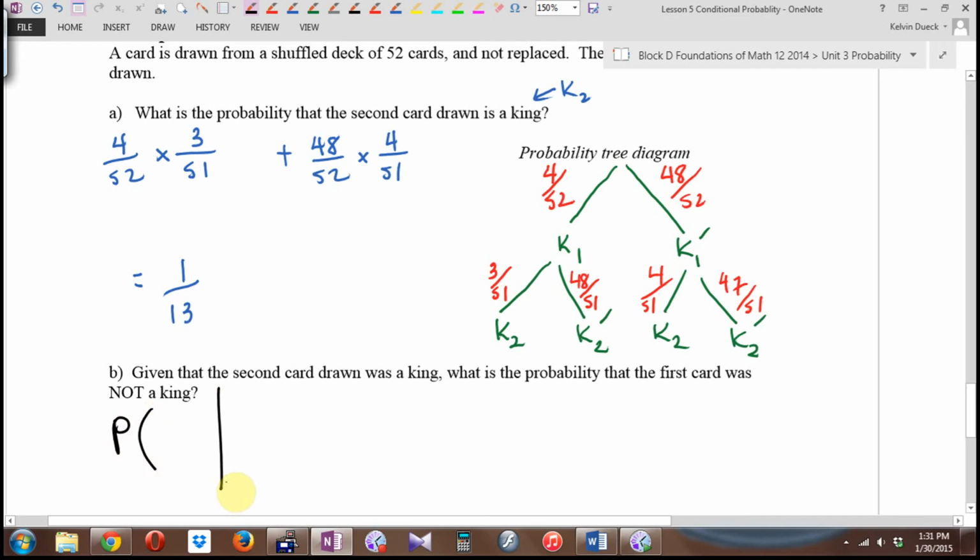P bracket space, and then there's my given bar. What's given? What did they tell me? This is important. You cannot make that mistake. What did they tell me? That's the given, K2. Find what? Just find what? Not K1.